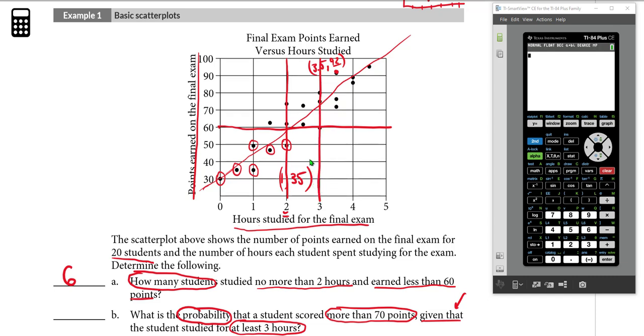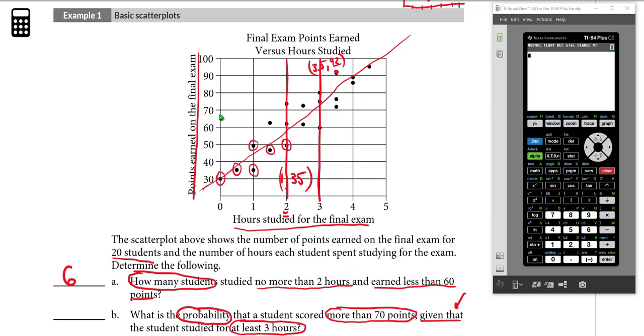So at least 3. I'm going to actually get rid of this horizontal line here. If you want to erase that, you can. I know it's easier for me to do it than you. At least 3 hours, again, means 3 hours or more. So we're talking about on this line or to the right of it. That's what at least 3 hours means.